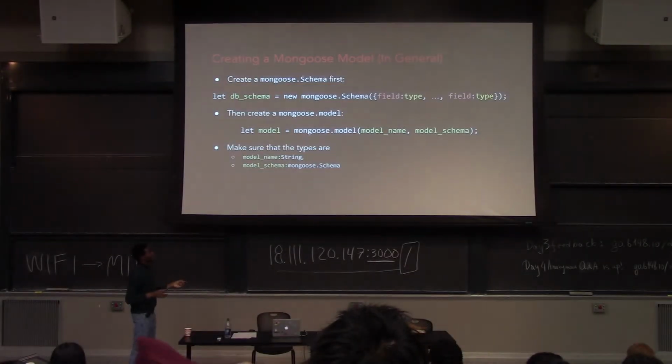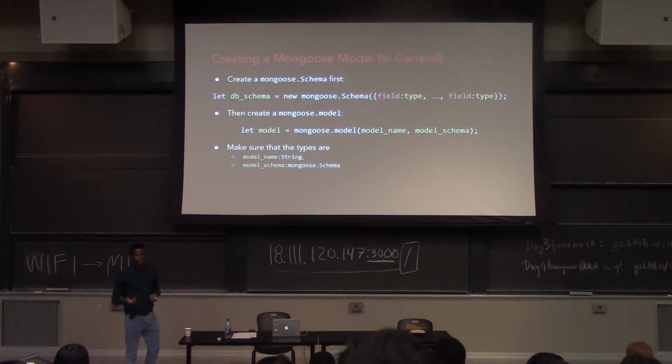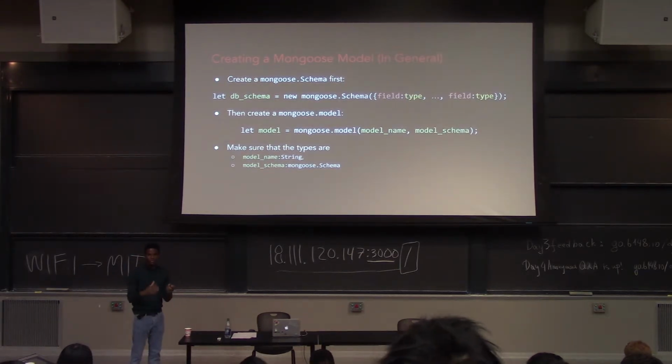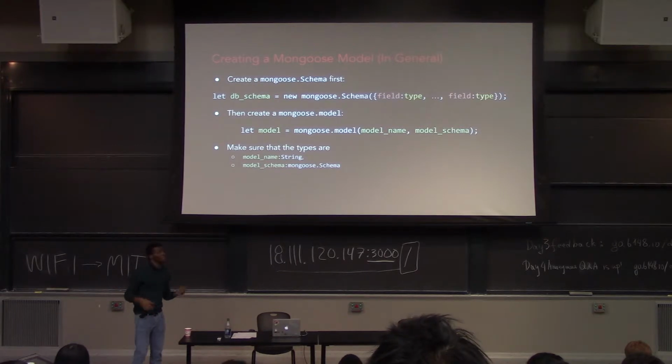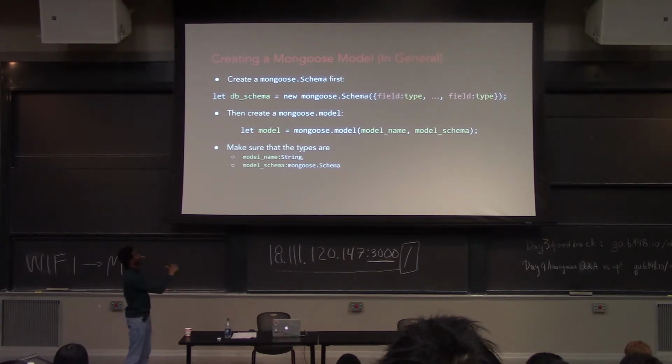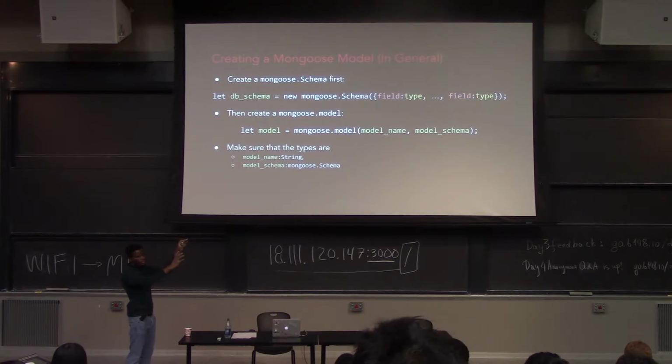Now this is just when you want to create a model in general, because the model is what you use when you want to save stuff in your database. To create a model, in general, you have to create the schema first, and then once you create the schema, you create the model. And the schema is made of this JSON object, which has fields and types. You could put whatever field you want and put the type of that field.